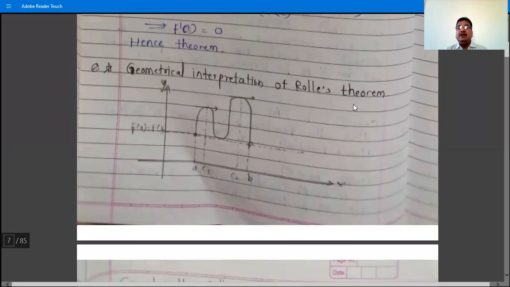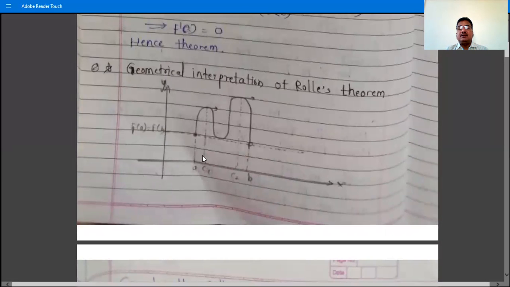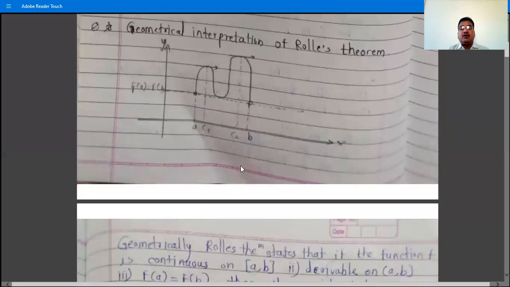Then the geometrical meaning of Rolle's theorem. Draw this figure. This is the curve y is equal to f of x, and f of a and f of b are both the same, that is the values at the starting point and the ending point. Suppose this is point A and this is point B, and we show f of A and f of B equal, meaning A and B are at the same level. So f of A is equal to f of B, and this is the curve of the function y is equal to f of x.